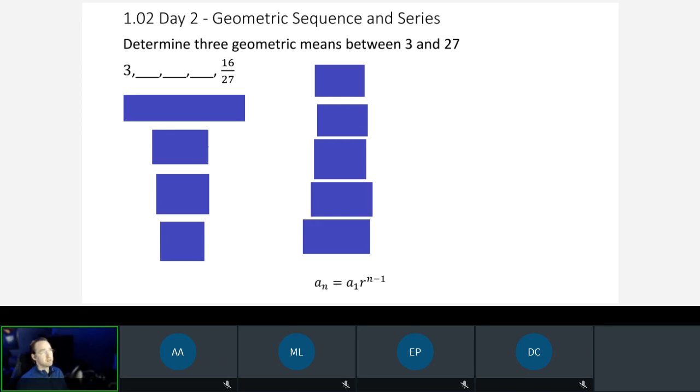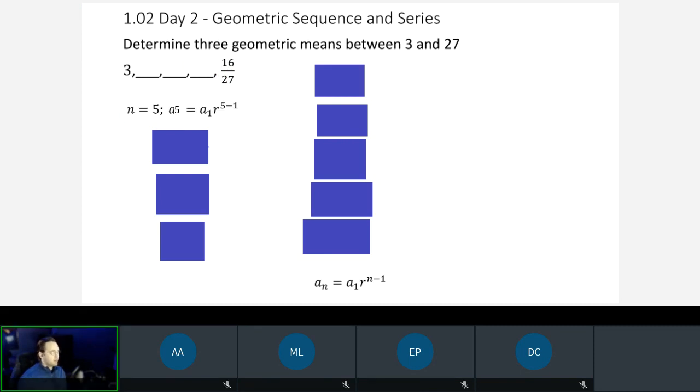Determine the geometric means between 3 and 27. So I tell you it's geometric. So we are multiplying by some number every single time. I give you the first term and I give you the fifth term. So we have to do some work. We got to find the common ratio for one.